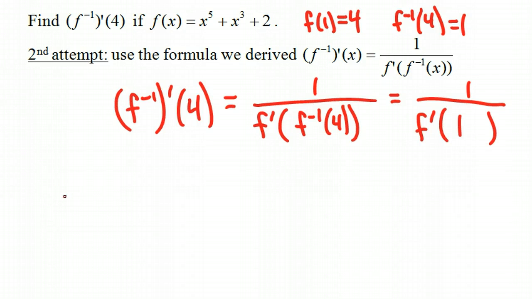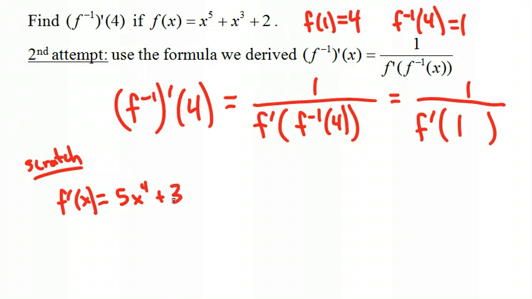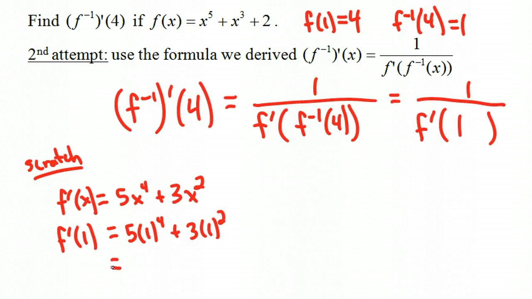Now what is f prime of 1? Well, this is scratch work over here. f prime of x is 5x to the fourth plus 3x squared. I took the derivative of this. So what's f prime of 1? It's 5 times 1 to the 4th plus 3 times 1 squared, and that's really just 5 plus 3, which is 8. So the answer here is 1/8. f inverse prime of 4 is 1/8.